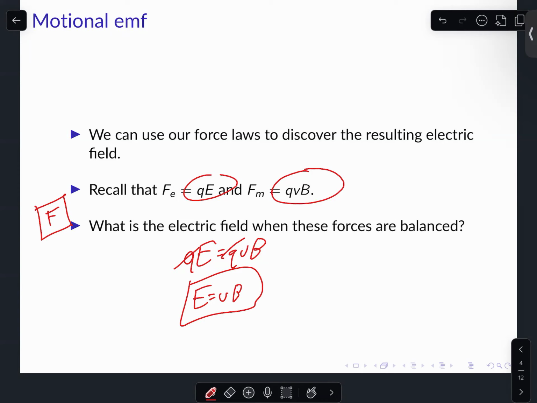So again, this only happens when you move a conductor in a magnetic field. The magnetic force pushes them apart. It pushes them far enough apart, enough of them far enough apart to create this electric field. When this electric field is formed inside the material, then you'll get a balance and no more charge will flow. Again, electric and magnetic forces are balanced.